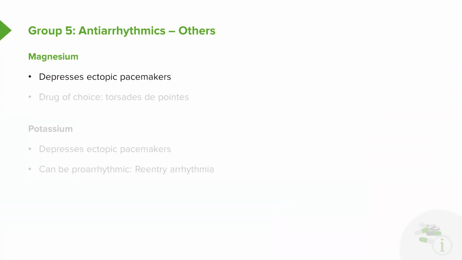Let's move on to magnesium. Magnesium, obviously you know it's a divalent cation, but it actually is great at depressing ectopic pacemakers, and it is the drug of choice for a rhythm called torsade de pointes. And I'll explain torsade de pointes later. Potassium is actually an antiarrhythmic too. It also will depress ectopic pacemakers, but it also can be proarrhythmic. It can also cause a re-entry arrhythmia.